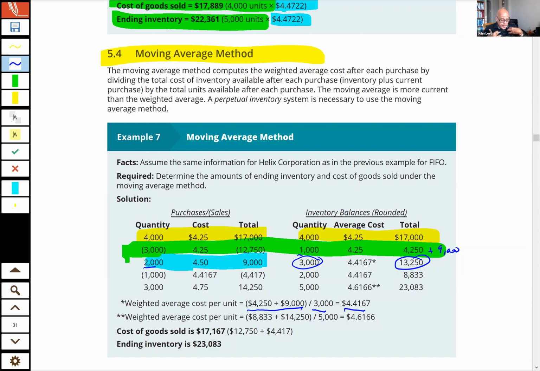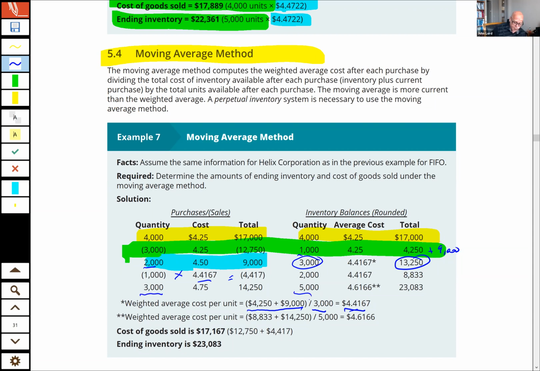Then what? Then when I have that next sale, and remember from the fact pattern, they sold 1,000. I take that out at cost at what? 4,416, this new moving average cost. And so now 1,000 times 4,417 means that my cost of goods sold here is going to be this 4,417. Then what? Then I go ahead and I bring in 3,000 more units.